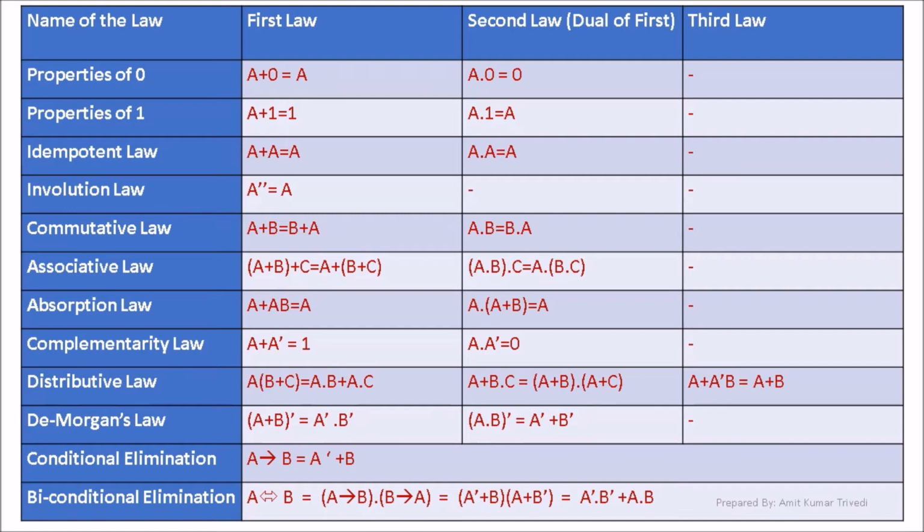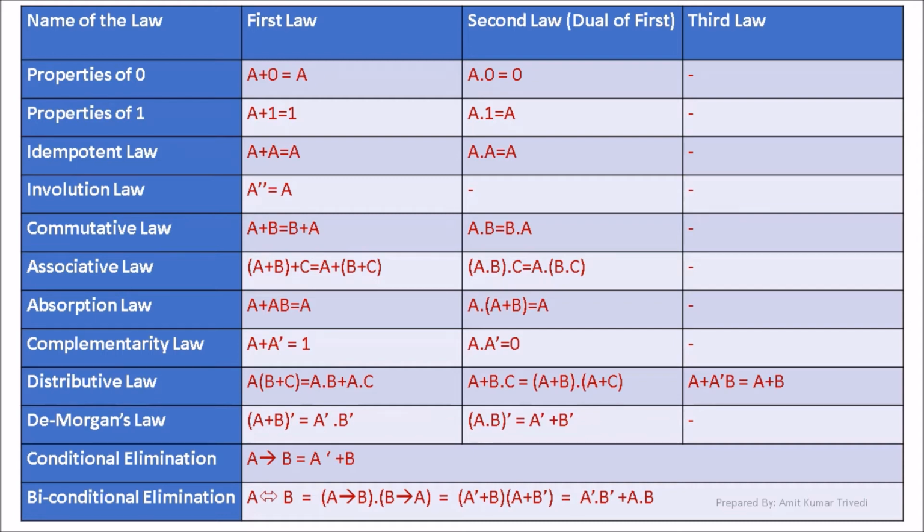Absorption: a plus a dot b equals a, and its dual, a dot a plus b equals a. Then complementarity law, that is very important: a plus a complement equals 1, a dot a complement equals 0. Then we move to distributive law.